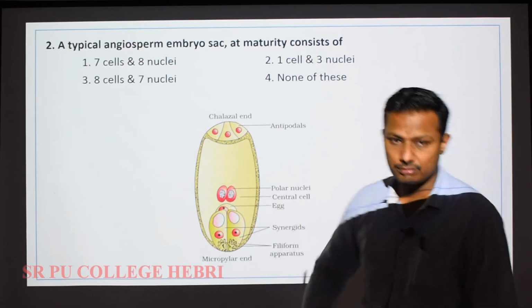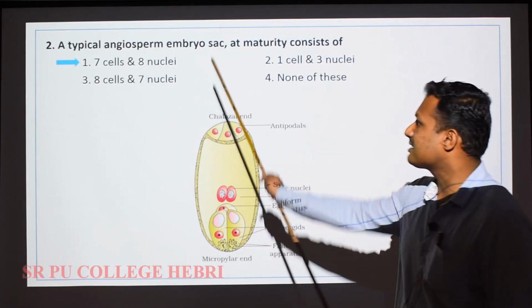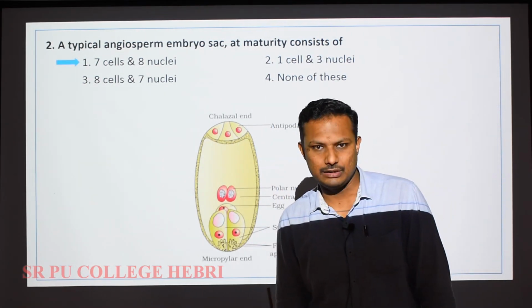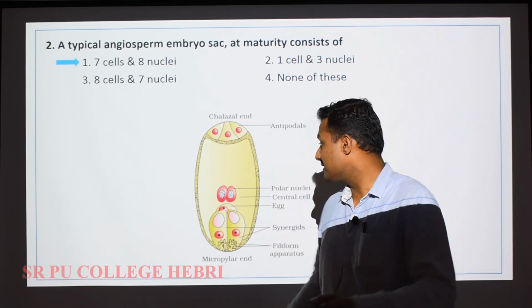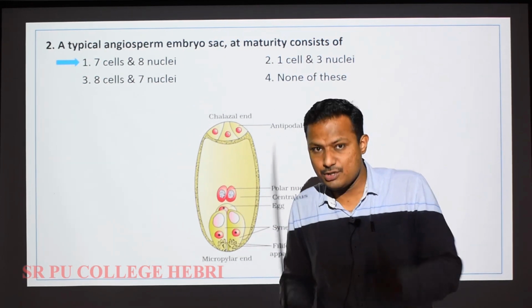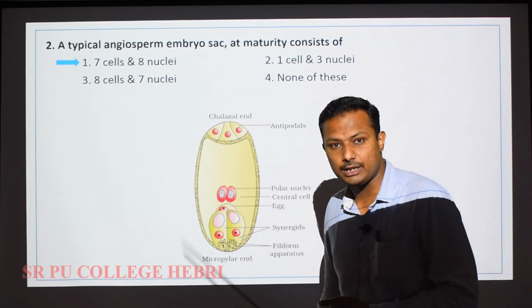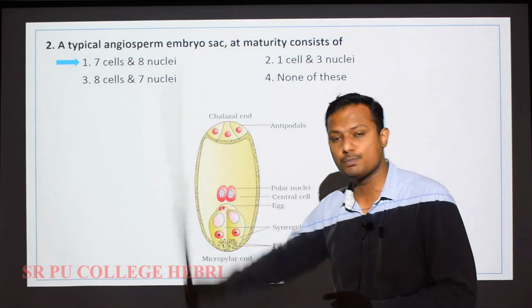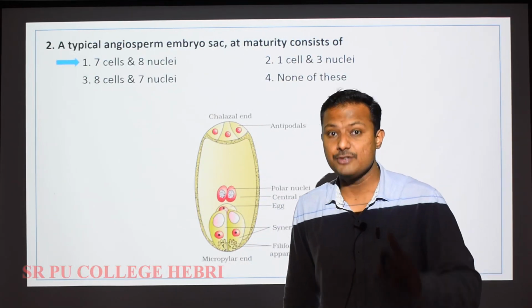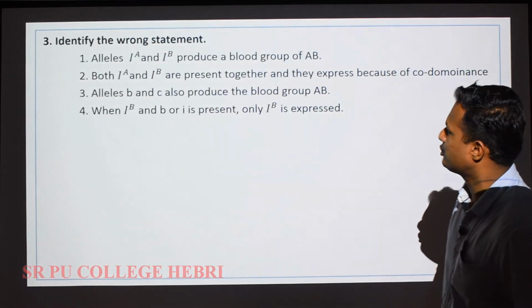So what will be the answer here? It will be 7 cells and 8 nucleated condition. Right? So this is monosporic in development. This is also very important for you to remember: the development of the female gametophyte, or the embryo sac, in a typical angiosperm is monosporic in development. We can go for the next one.